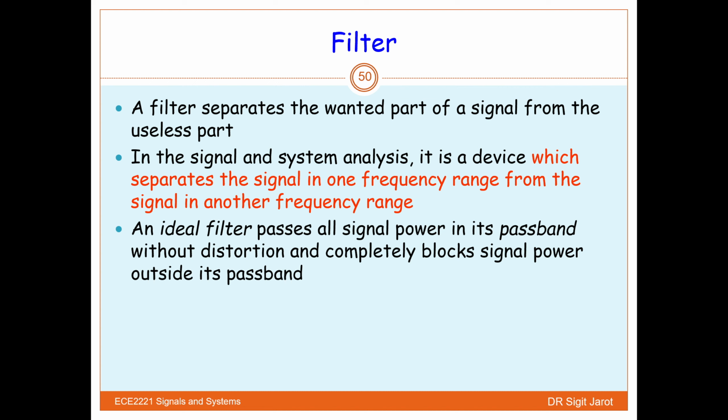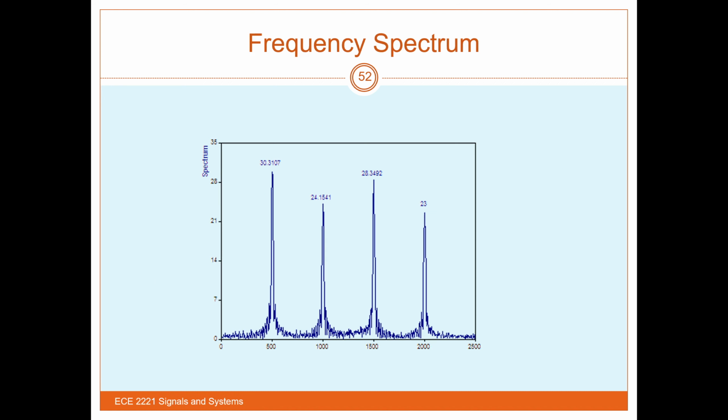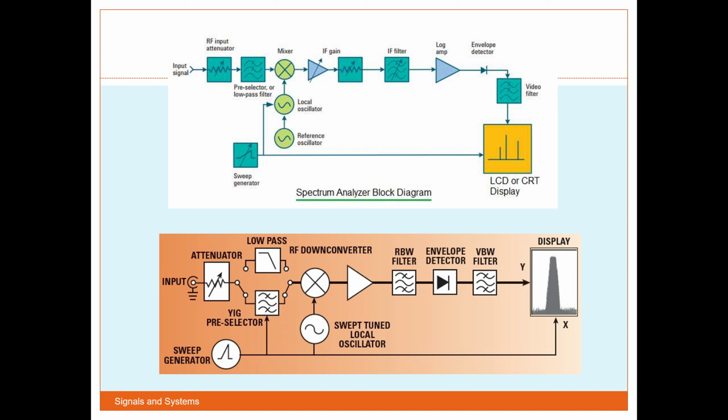The next thing we will learn about is filters. A filter separates the wanted part of a signal from the unwanted part. The ideal filter passes the signal in its passband without distortion and completely blocks the signal outside its passband. For example, if we want to identify the signal, we need a filter for this one. We will just stop the rest and pass this side only. So this is a filter design of a system example.